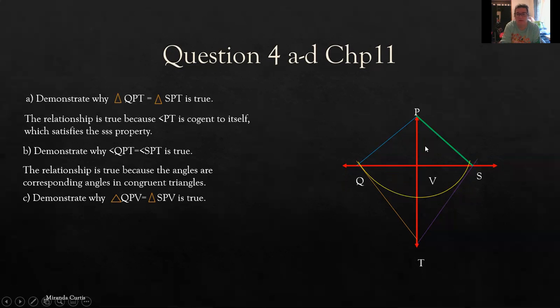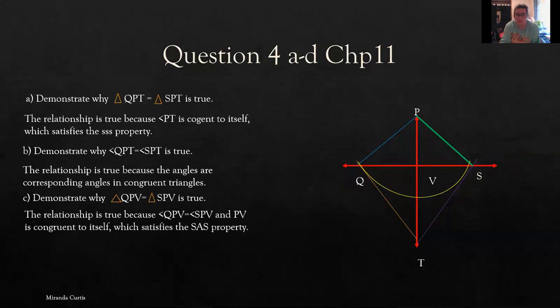Okay, demonstrate Q, P, and we have V right here, this V right here, to SPV. Is it true? Are they equal to each other? And if we look, they are. It says the relationship is true because PV is congruent to itself, which satisfies the side angle side property. And we could tell that they are the same.